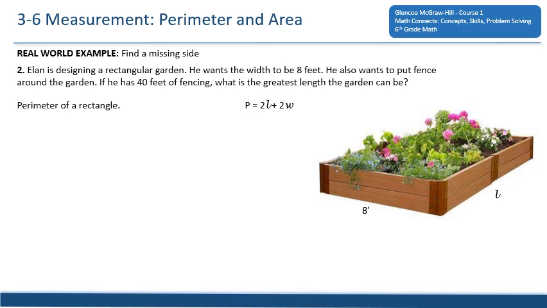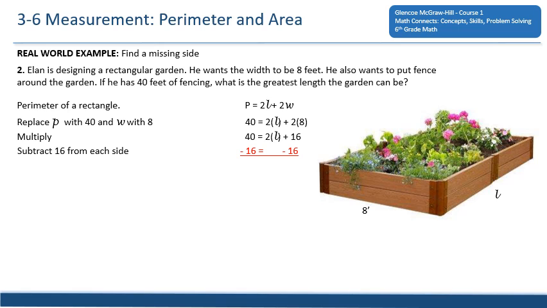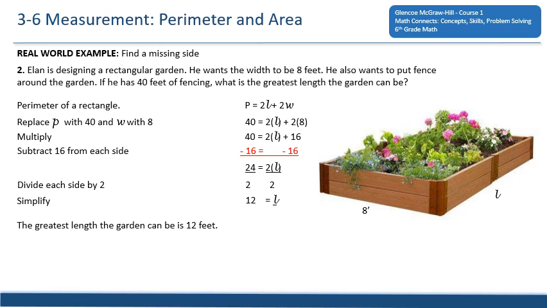So we know that perimeter equals 2 times length plus 2 times width. Replace perimeter with 40 and width with 8. And then if we multiply, 40 equals 2 times length plus 16. Then we'll subtract 16 from each side, which will give us 24 equals 2 times length. And now we'll divide each side by 2. And if we simplify, 12 equals length. The greatest length the garden can be is 12 feet.